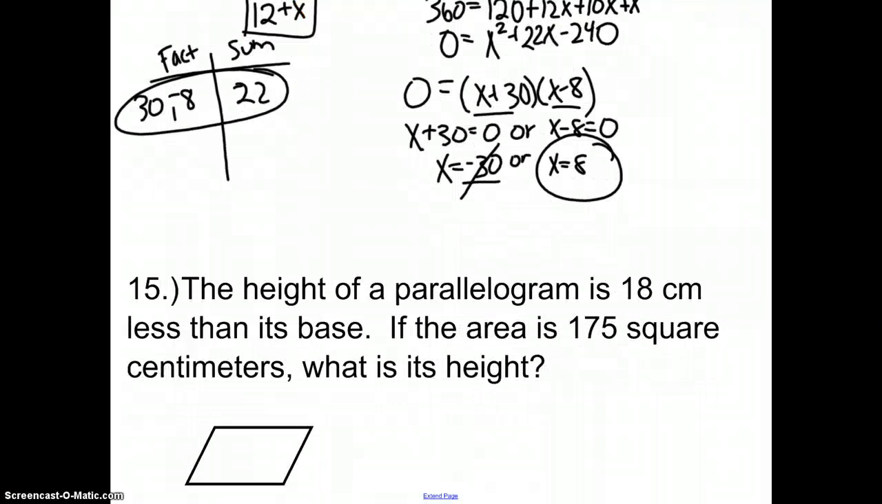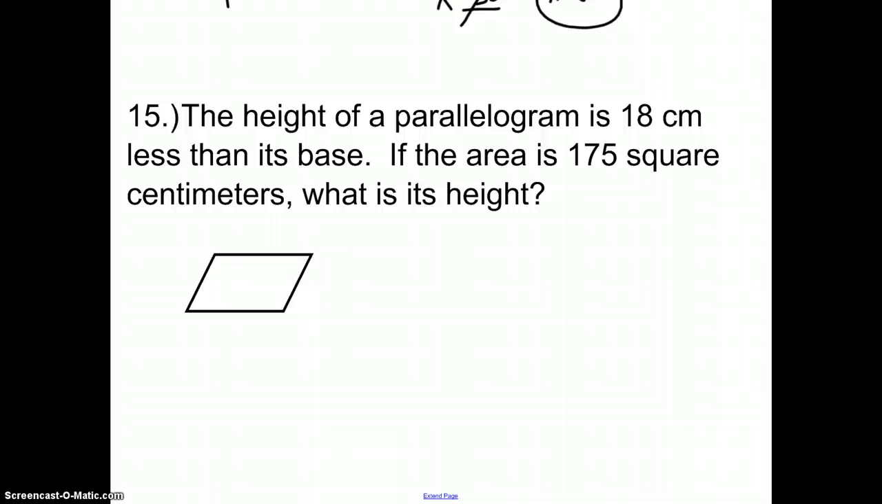And number 15, the height of a parallelogram is 18 centimeters less than its base. If the area is 175 square centimeters, what is its height? So I want you guys to work this through on your own. The area, I'll give you, is base times height, where in this case, our base is here, and our height is 18 centimeters less than the base. So b minus 18 is our height, and our base is b, so you guys can solve this.